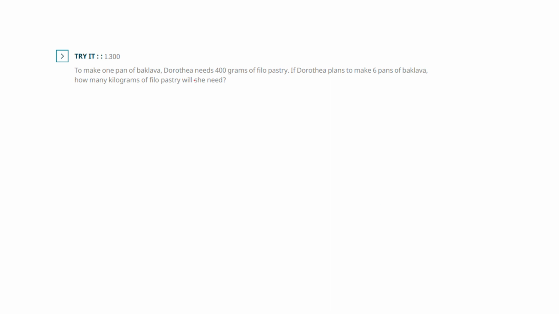All right, same thing here. So first we've got 400 grams. We're going to multiply that by 6 because she's making 6 pans of this. Okay, so I've got 2,400 grams. All right, so we need to go grams to kilograms. There are 1,000 grams in a kilogram. So those cancel. Now I'm dividing by 1,000, so that's over 3 spots. 1, 2, 3 to make it a smaller number. 2.4 kilograms.